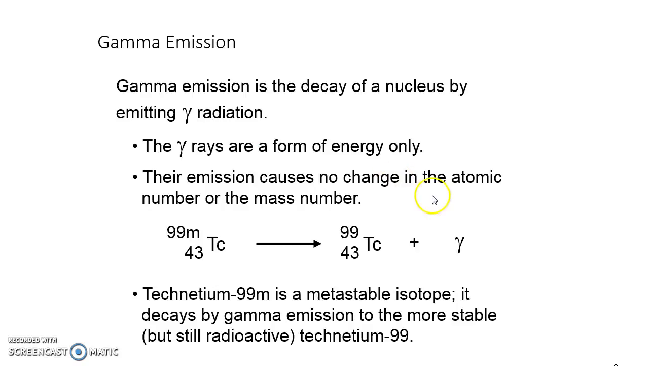In gamma emission, a gamma particle has no mass and no charge. So the atomic number and the mass number do not change. This is something called a metastable isotope. The m is put here to say that it's high energy. What actually happens is 99 becomes 99 because this is 0 here, and 43 becomes 43. So basically, the element is not changed except for the amount of energy in it. The protons and neutrons were arranged in such a way that it was unstable, and they changed position, and then that gamma ray comes out.